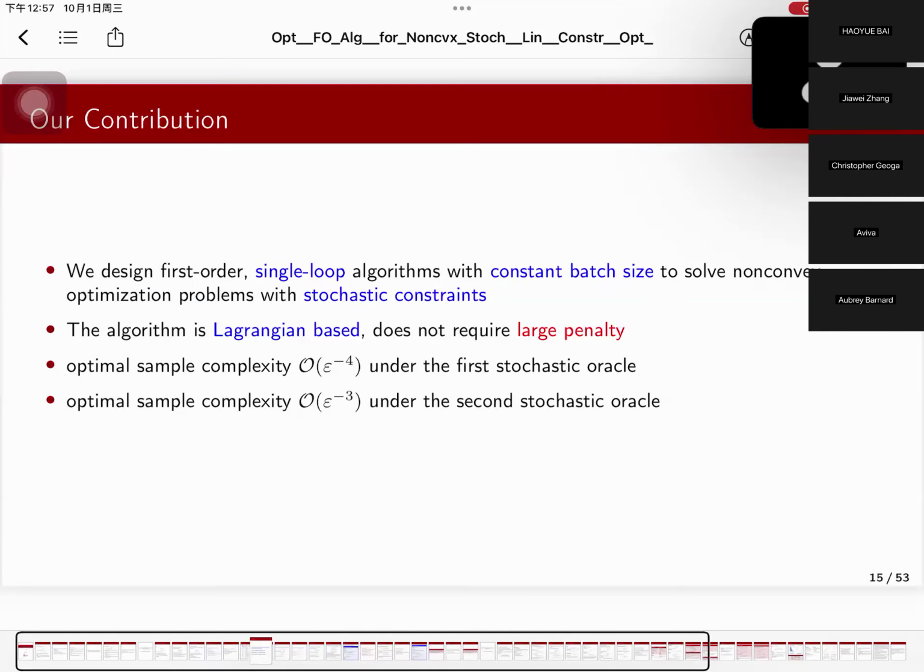By single loop, you mean that when minimizing the augmented Lagrangian at each iteration, you just take one step or something? Yeah, we just take one step. We don't need to solve any subproblem. So here the iteration is just a gradient iteration, I mean, one gradient step or one projection. Those are simple operations.